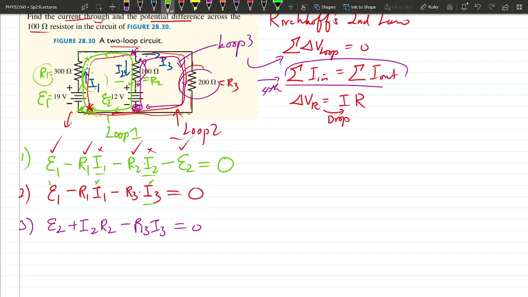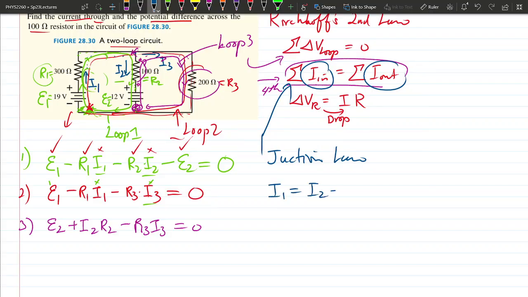We need a third. It's actually more useful most of the time to use this as the third equation, which is Kirchhoff's junction law, where the current going in has to be the current going out. The current going in to this junction is I1. The current going out is I2 and I3. So we have a relationship between I1, I2, and I3.